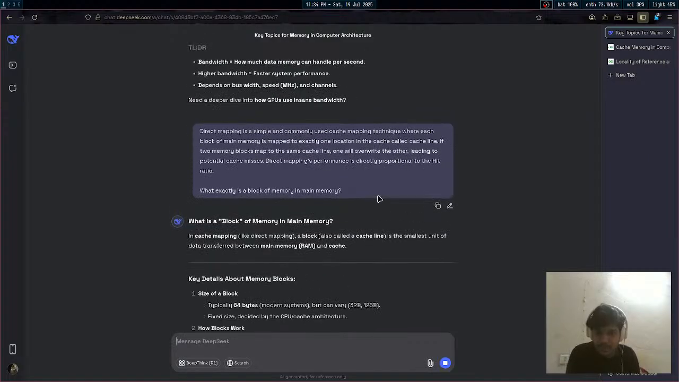In cache mapping, a block is the smallest unit of data transferred. Okay, got it.